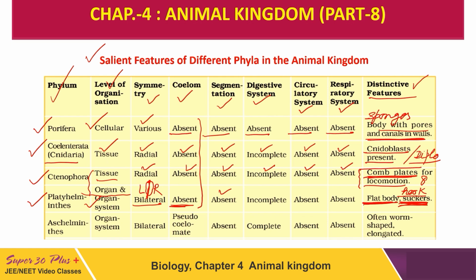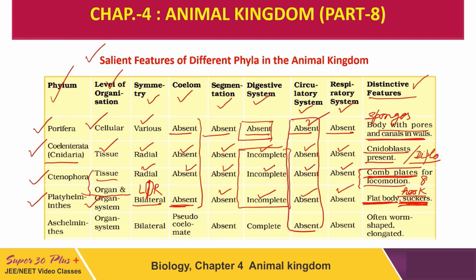Segmentation absent. Digestive system incomplete. Digestive system is absent only in Porifera, otherwise digestive system is present. You see, in Coelenterates, Ctenophora and Platyhelminthes, the digestive system is incomplete. Blind sac body plan we have, while circulatory system is absent, respiratory system is absent. You see here, in this table up to this level, circulatory system is completely absent. In the same way, respiratory system is also absent. So don't you think this is a very good comparative table? And here also segmentation, circulatory system, all these are absent. You can compare all this.